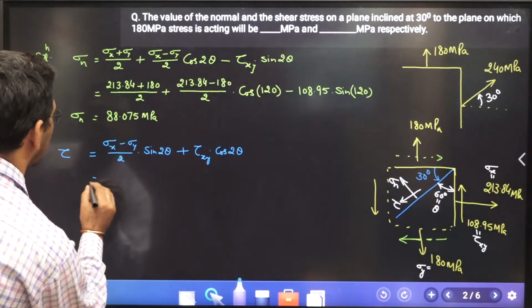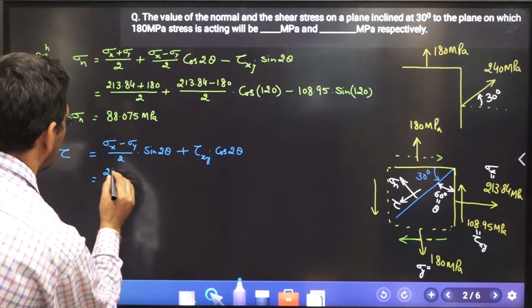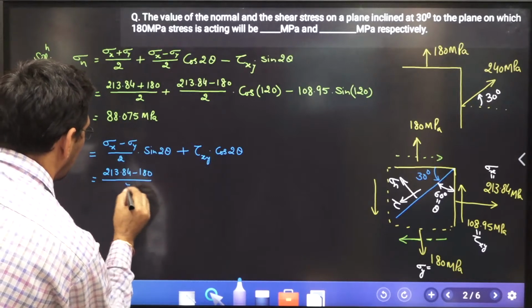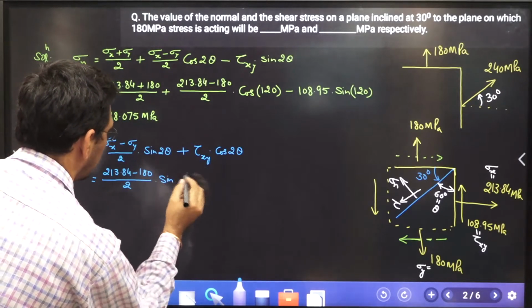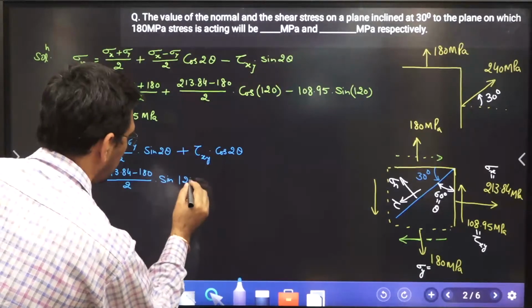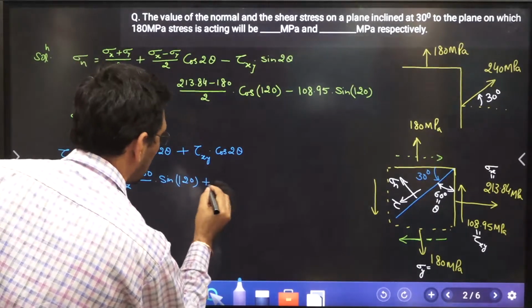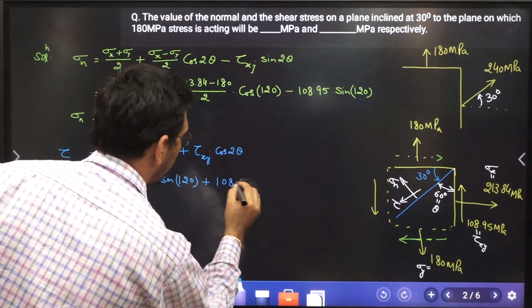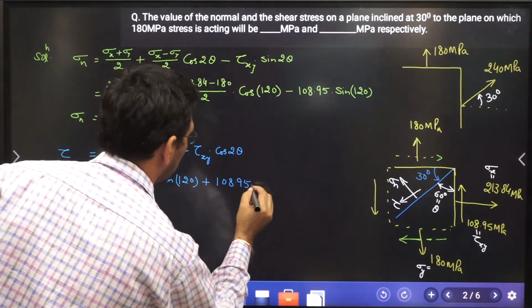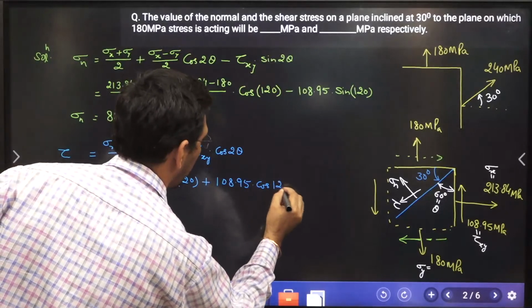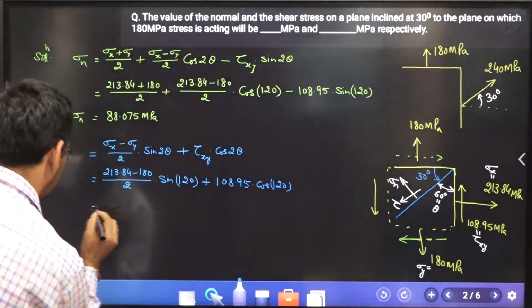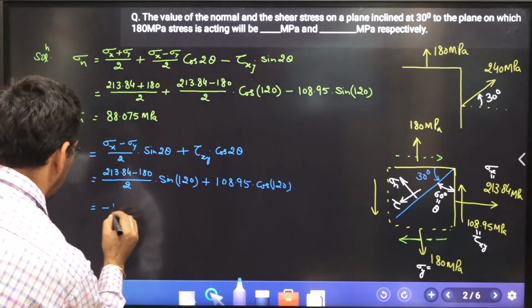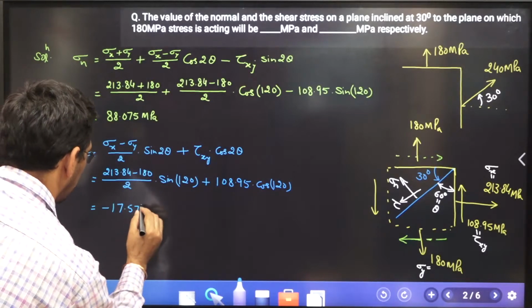So you're going to get (213.84 minus 180) by 2, sine of 2 theta, where theta is 60, that means 120, plus tau xy, which is 108.95, into cos of 120. So the value that I'm going to get over here is minus 17.57 megapascal.